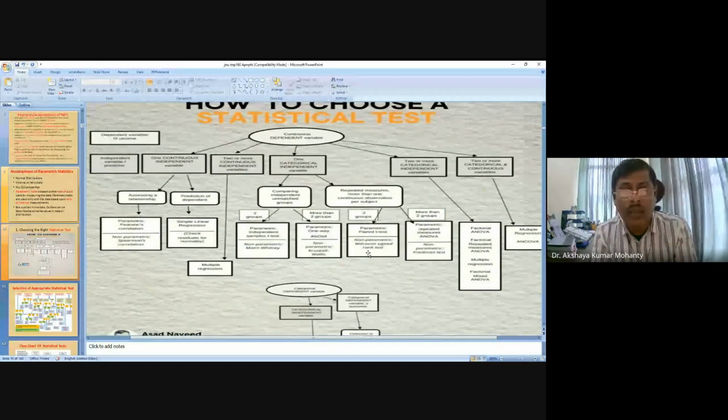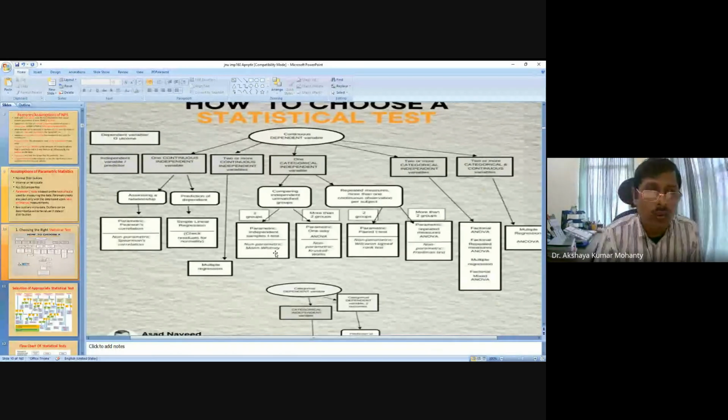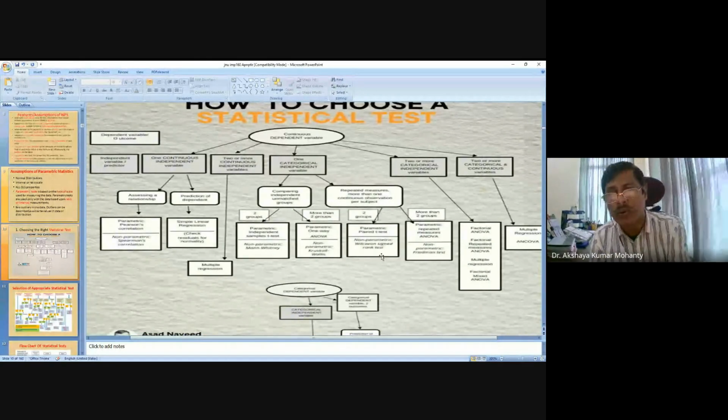So how to calculate the Wilcoxon signed rank test and how to do the Mann-Whitney test, that is your lookout, because it is not in this coverage. So now we will go for the next one.